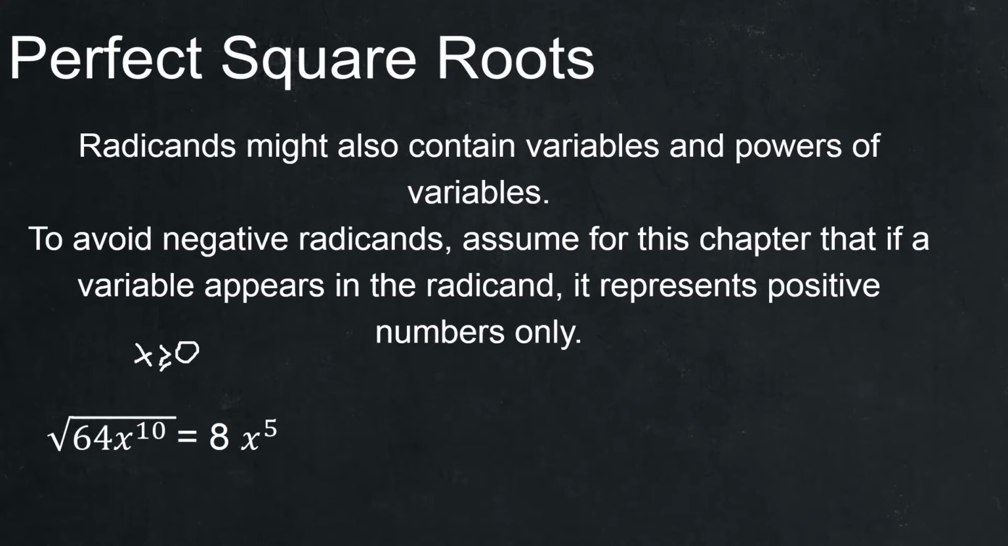If you look at this example, radical 64x to the power 10 is 8x to the power 5. So 64 is treated as a number and x to the power 10 as a variable. Radical 64 is 8 and radical x to the power 10 is x to the power 5. Or the square root of x to the power 10 is x to the power 5.